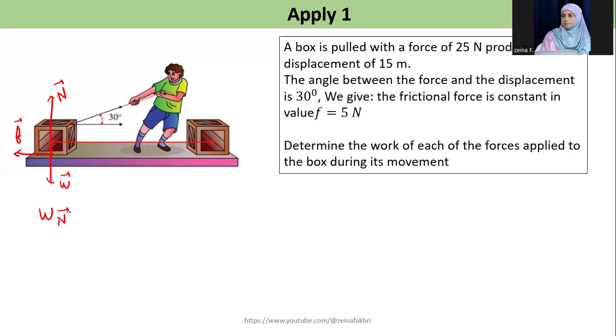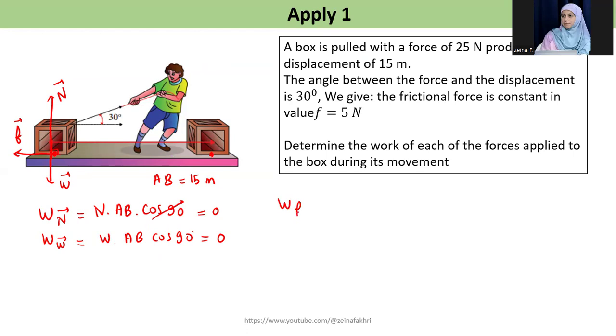The work of the normal is equal to the normal multiplied by the displacement, which is moving from A to B. Let's suppose here AB is equal to 15 meters. So multiplied by AB, multiplied by cosine. Now the angle between the normal and the displacement is 90 degrees. So multiplied by cosine 90 degrees, which is equal to 0. So we obtain 0 as the answer. Now the work of the weight is equal to the weight multiplied by AB. We notice here that the weight also is making an angle of 90 degrees with the displacement. So cosine 90 degrees will be equal to 0.